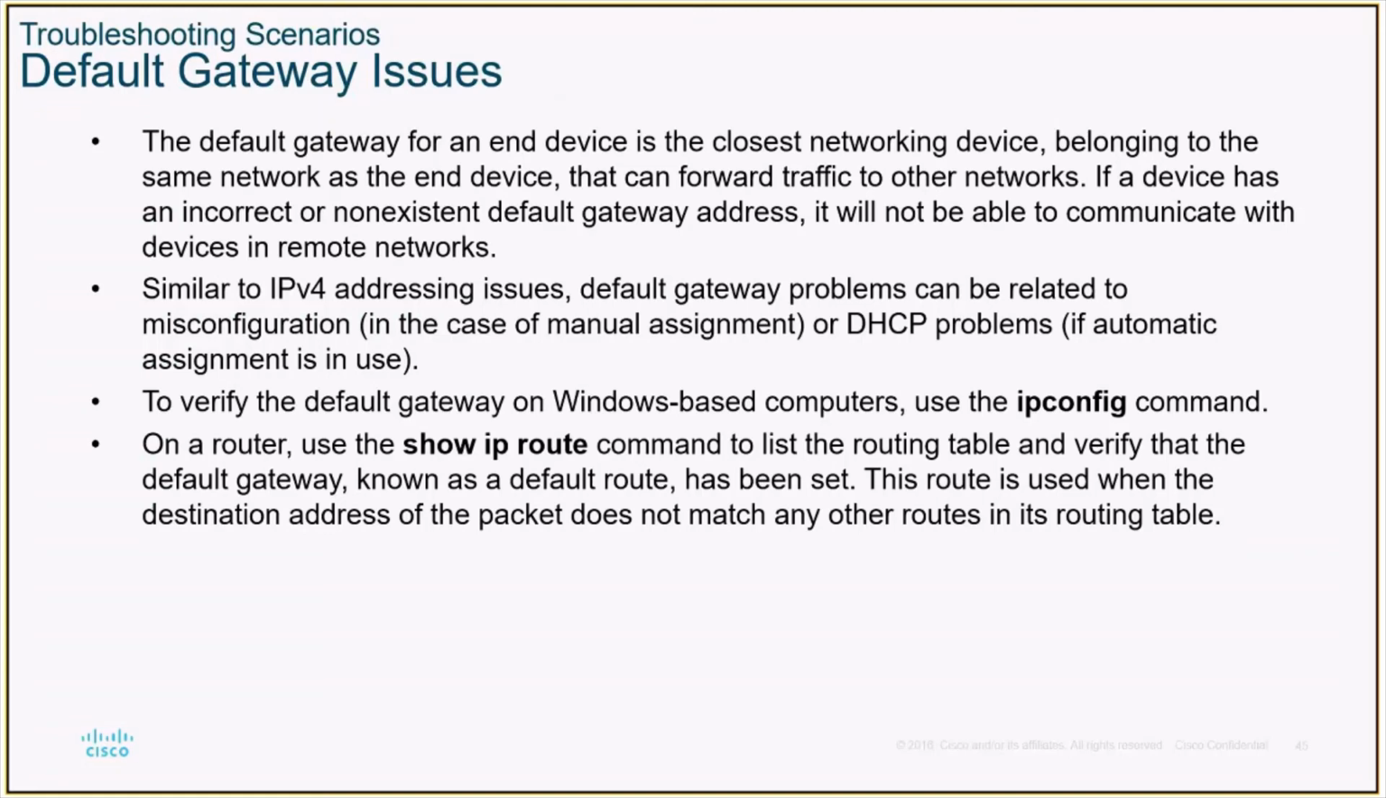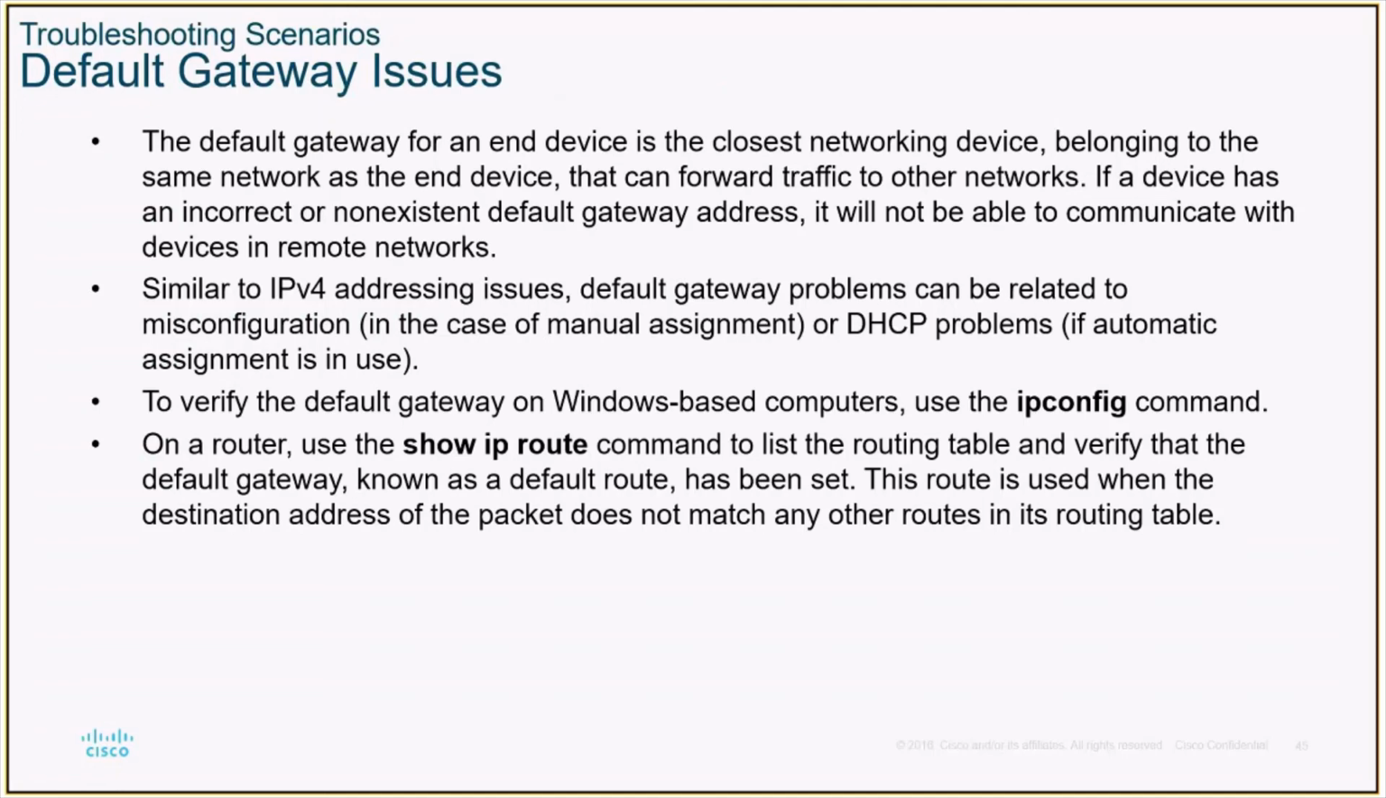Now, default gateway issues are another problem. An end device needs its gateway to be able to talk to remote hosts. If the device has an incorrect or non-existent default gateway address, it will not be able to communicate with devices on remote networks. So it's similar to an IPv4 addressing problem, but it will normally be either manual or DHCP problems, so someone got it wrong somewhere.